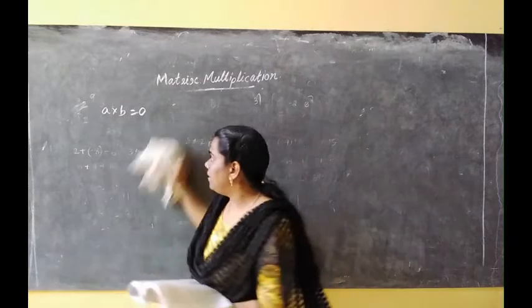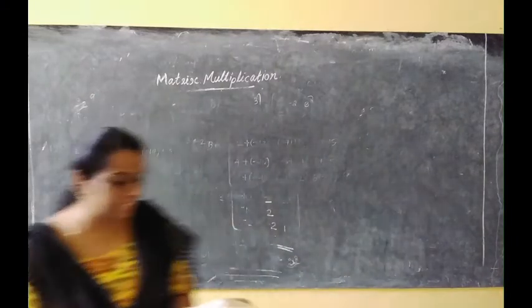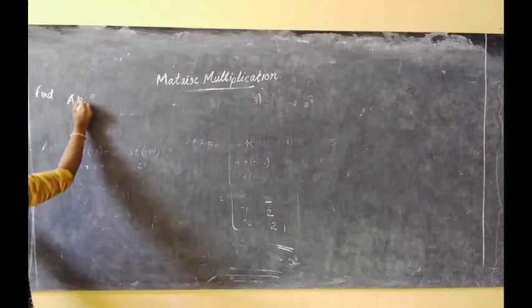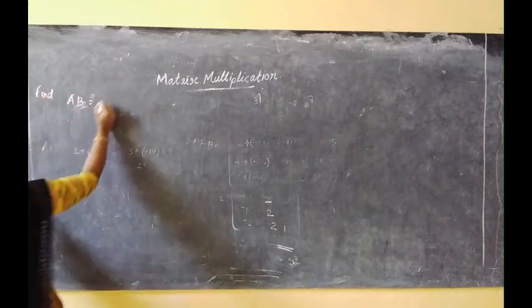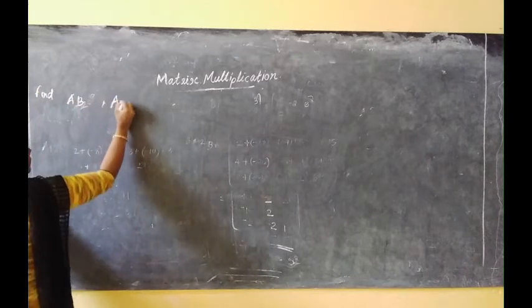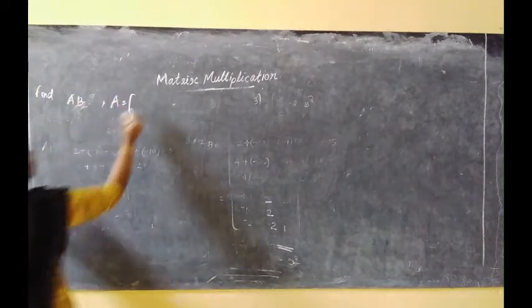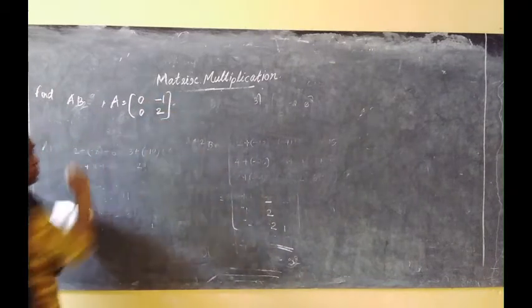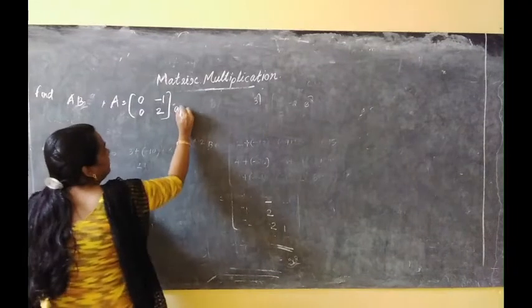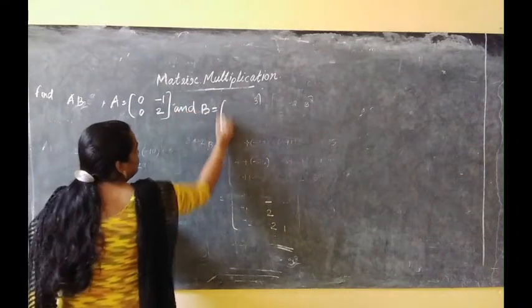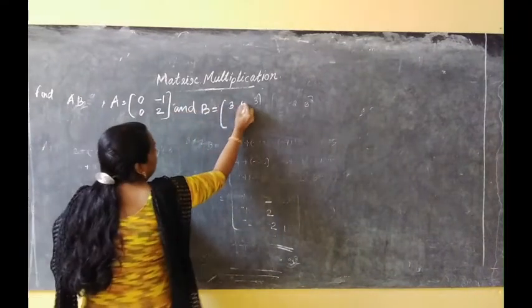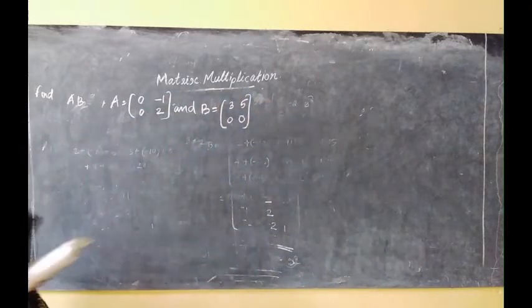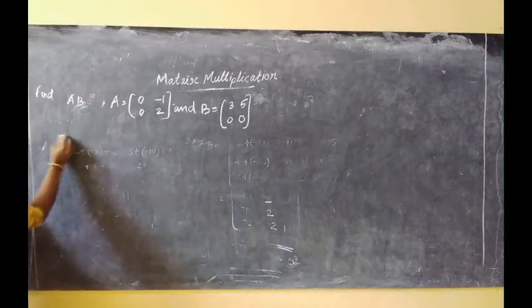We can see one example: product of two non-zero matrices. Question: find AB, if matrix A is equal to 0 minus 1, 0 2, a 2 by 2 matrix, and matrix B is equal to 3 5, 0 0. We can find AB. Let's find AB.